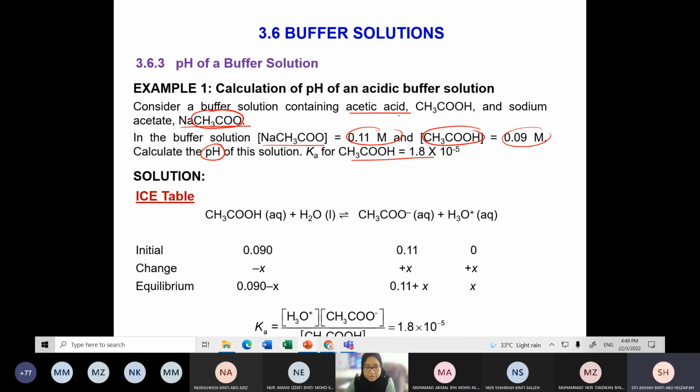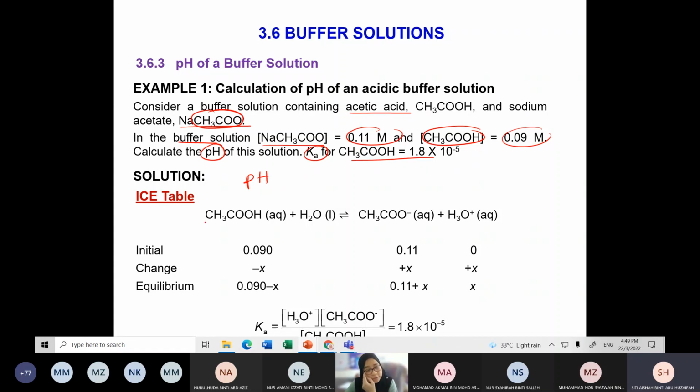This is an acidic solution, so you don't need to worry about pOH or anything like that. Then you need the Ka, and yes, the Ka is given to you. This is a buffer, so the easiest would be by using the Henderson-Hasselbalch equation. As you can see from the solution, we have two methods. Let's try both. Let's look at both methods.